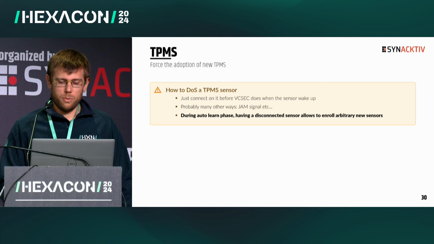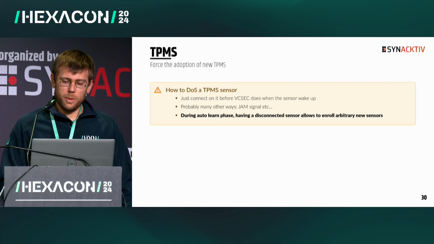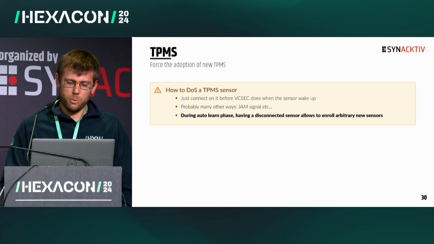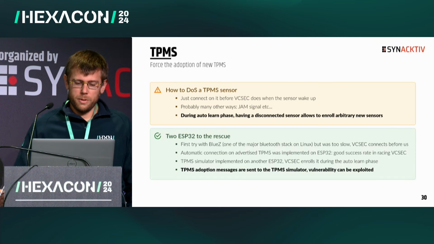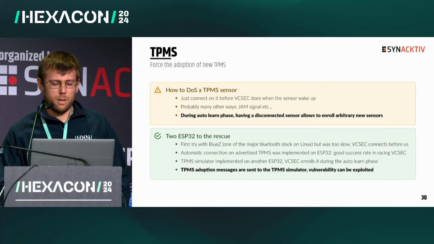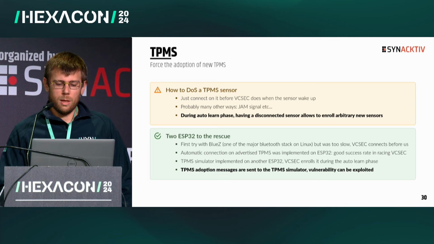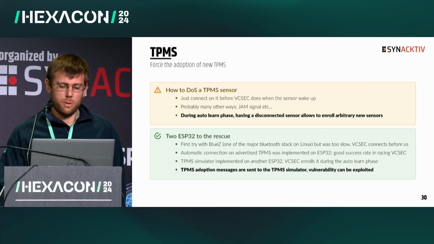We first tried with BlueZ, which is a Bluetooth implementation on Linux, but it was too slow. So we finally implemented the race on ESP32, and we had a good success rate in being faster than VCSEC. With two ESP32, we implemented the denial of service of one sensor and a TPMS simulator that waits for being adopted and plays the vulnerability.